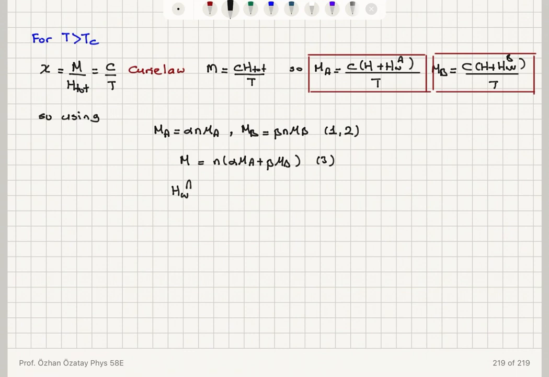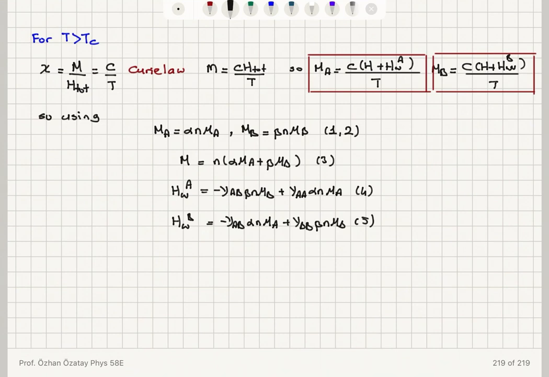The Weiss molecular field acting on the A sublattice is minus gamma AB MB, which is beta n mu B, plus gamma AA MA, which is alpha n mu A. I call this equation number 4. The Weiss molecular field acting on the B sublattice is minus gamma AB MA, which is alpha n mu A, plus gamma BB MB, which is beta n mu B. This is equation number 5.